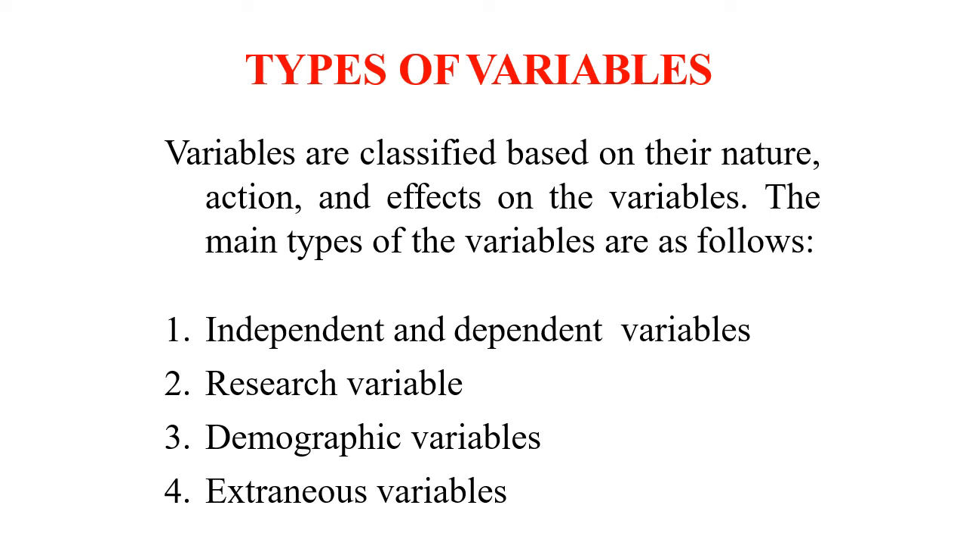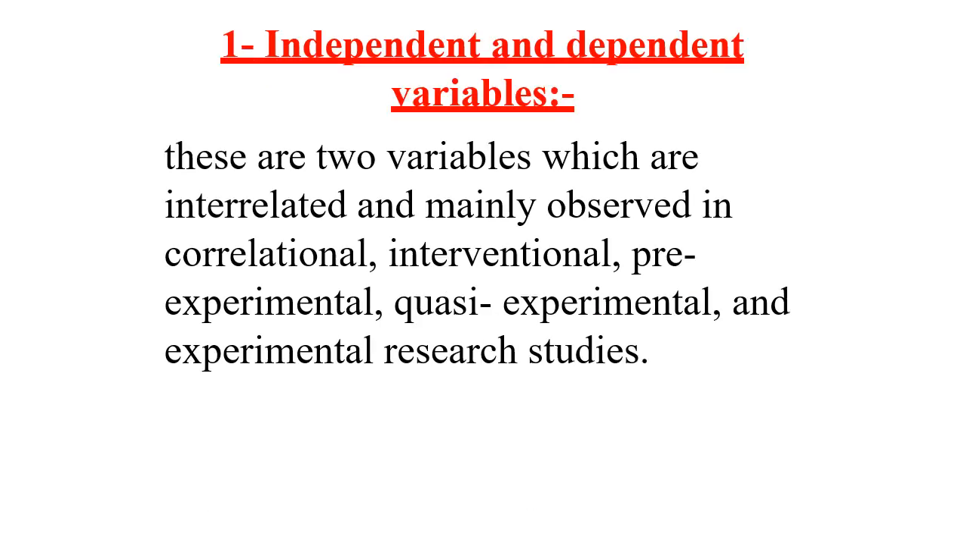Now, again, there are various types of variables. Based on that, we decide which one is more suitable to use in a particular study. So what are the types of variables that we have? First one is independent and dependent variable. Second one, research variable. Third one is demographic variable. Fourth one is extraneous variable. So these are the types, and one by one we are going to discuss them.